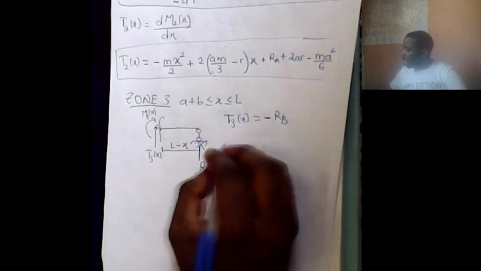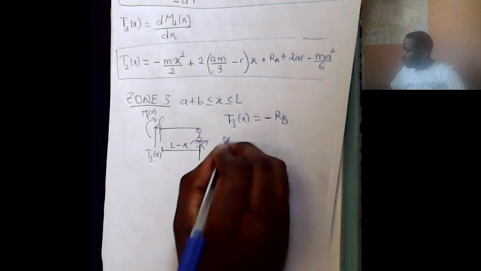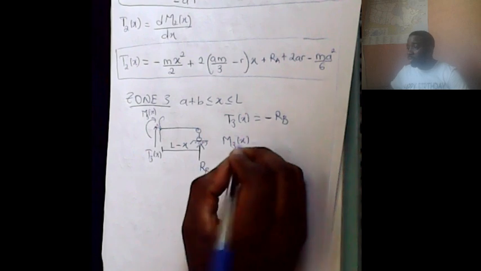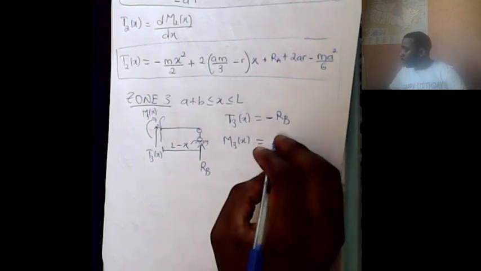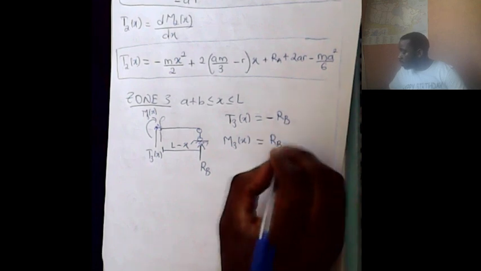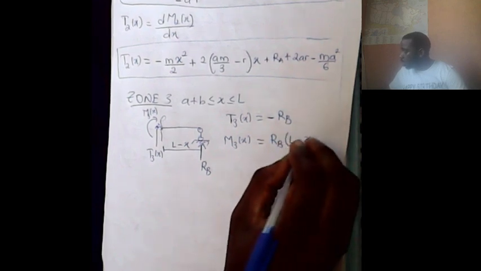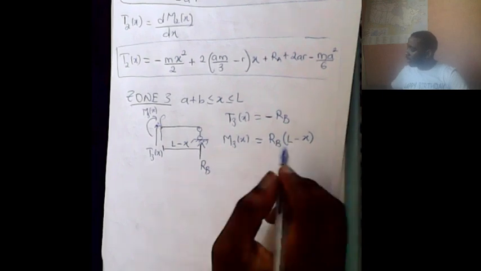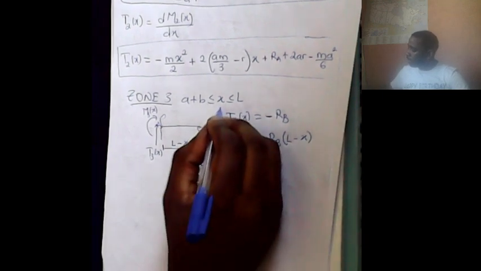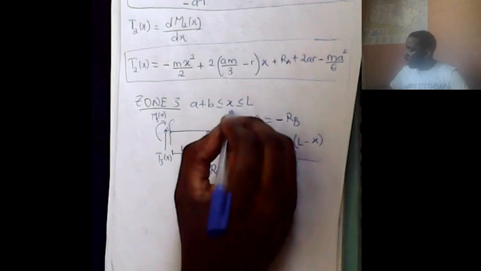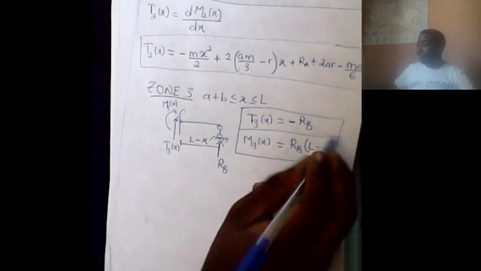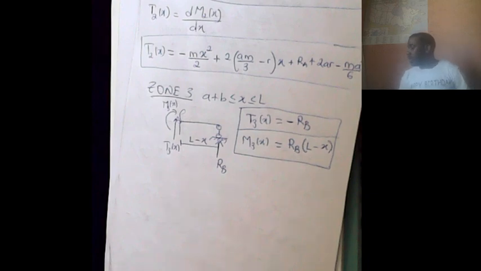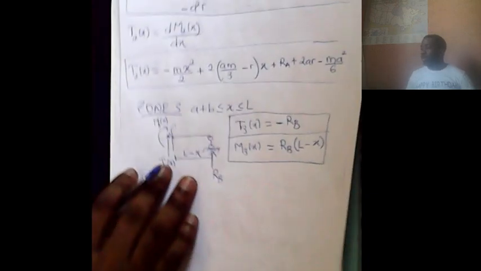to be equal to negative RB, and then sum of moments about O3 will cause our M3 of X to be equal to RB, right, into L minus X. That's it. Full stop. Okay, we know the value of RB, right? We have a long expression for RB behind. All right, so that's that.